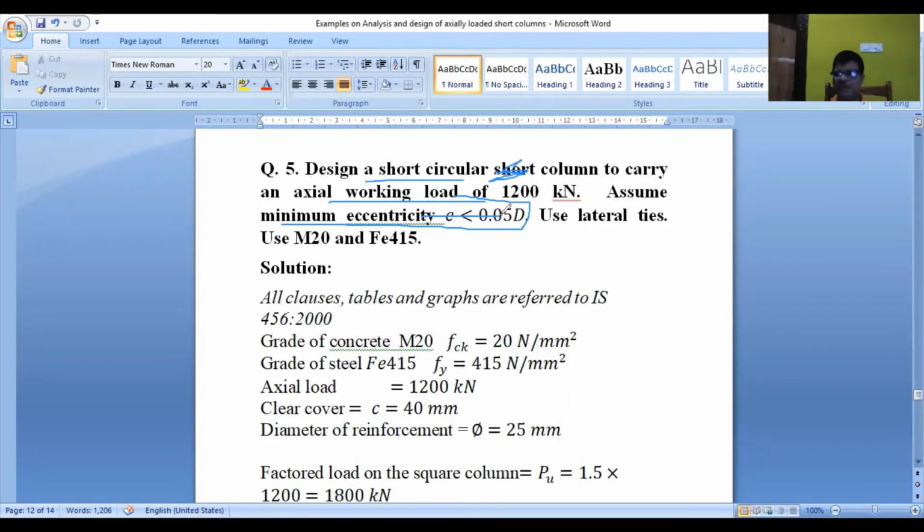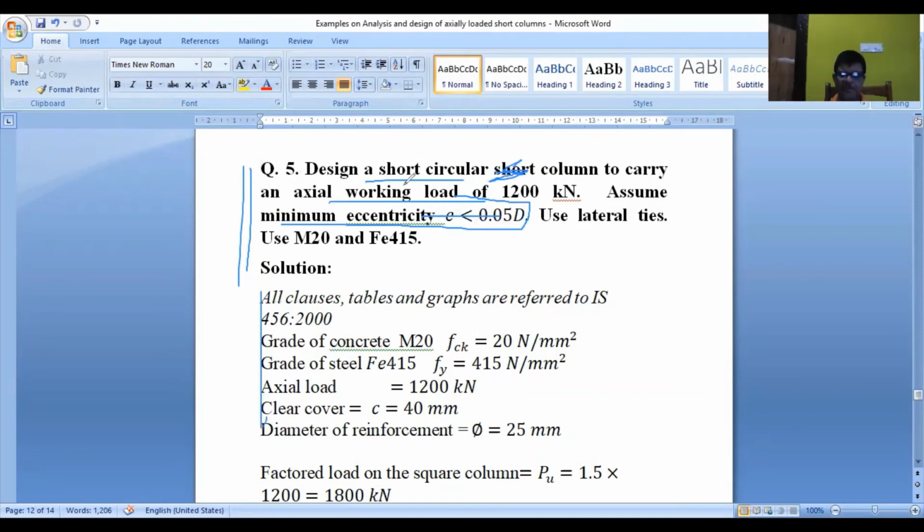Don't check for the short column, that is L by least lateral dimension less than 12, and also don't check the minimum eccentricity, because that is already given in the question. If it is not given, then you can do it and use lateral ties. So read the question carefully. The unsupported length is not given, so you cannot calculate the slenderness value, so you have to do lateral ties.